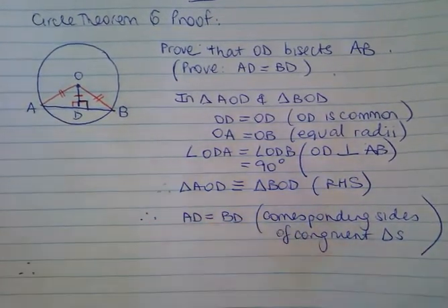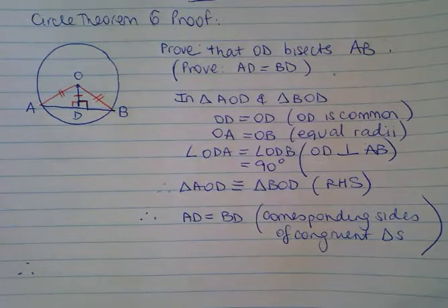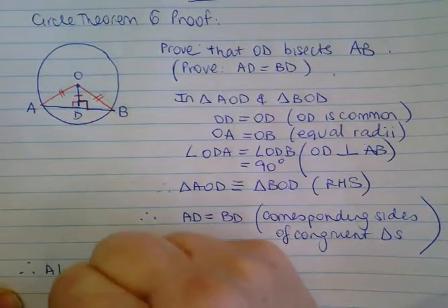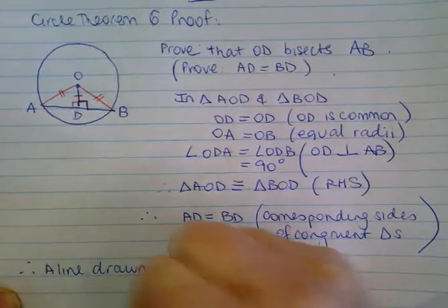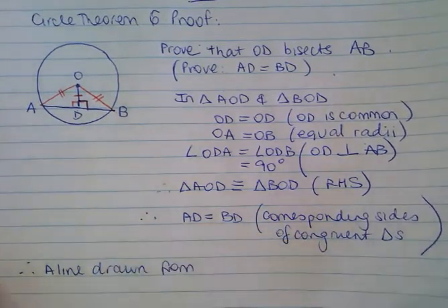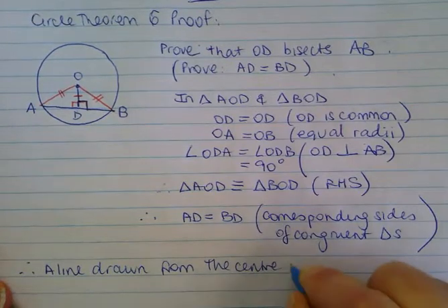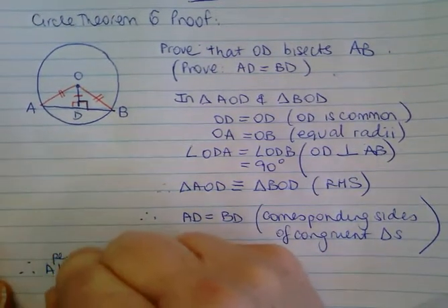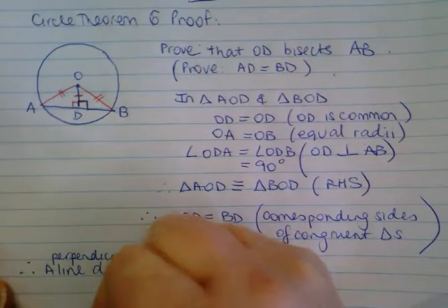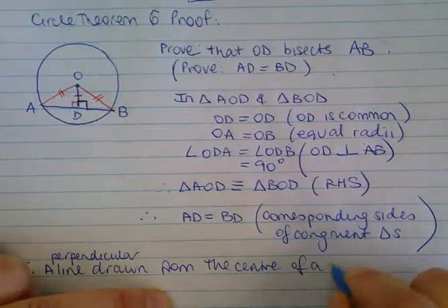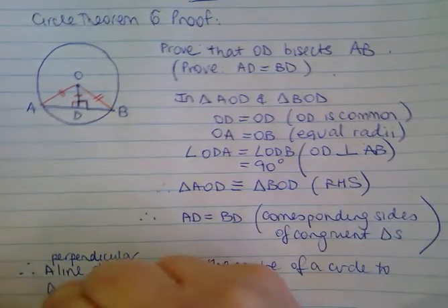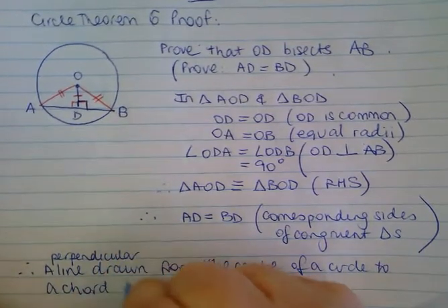So therefore, we can write out what theorem 6 is. A line drawn from the center of a circle, a perpendicular line, drawn from the center of a circle to a chord, bisects the chord.